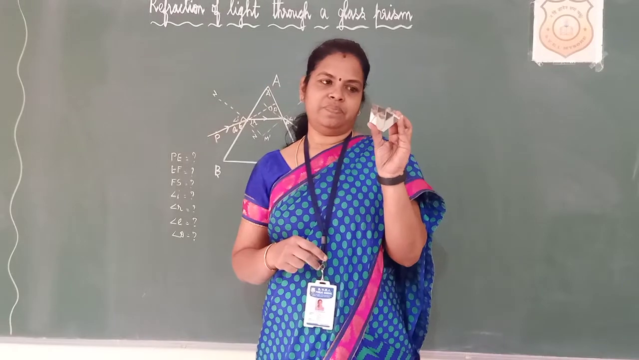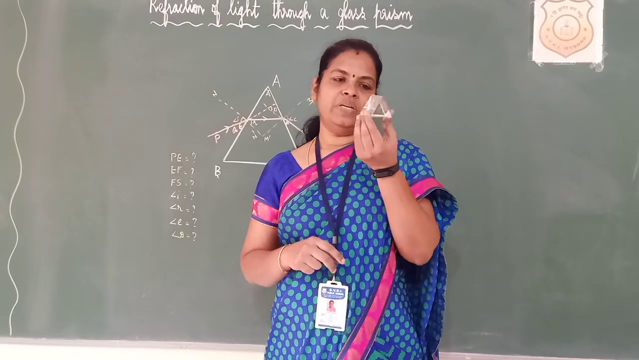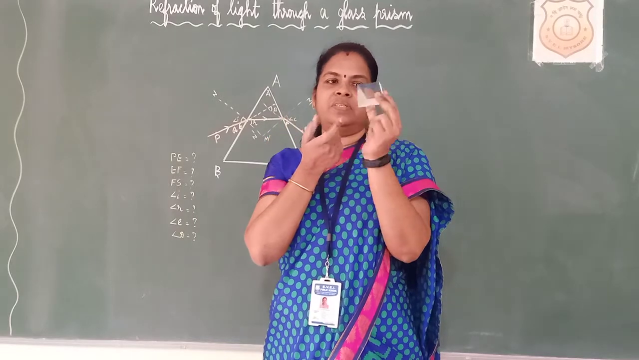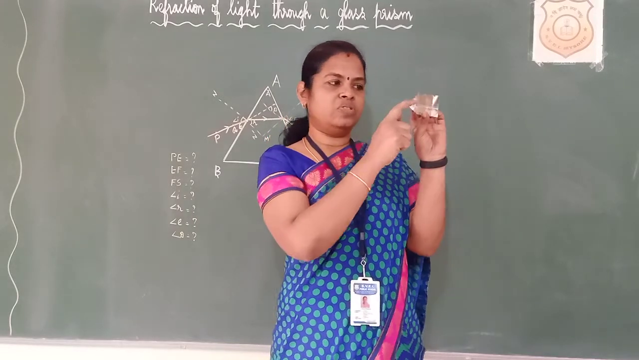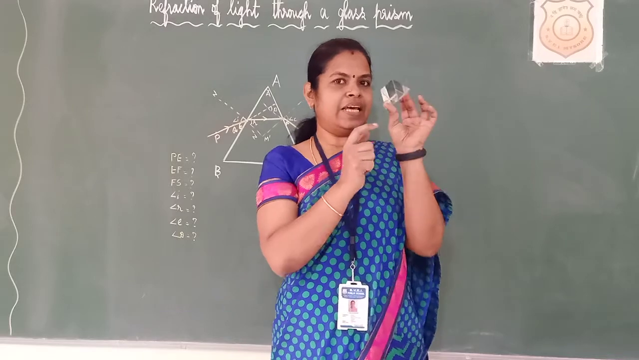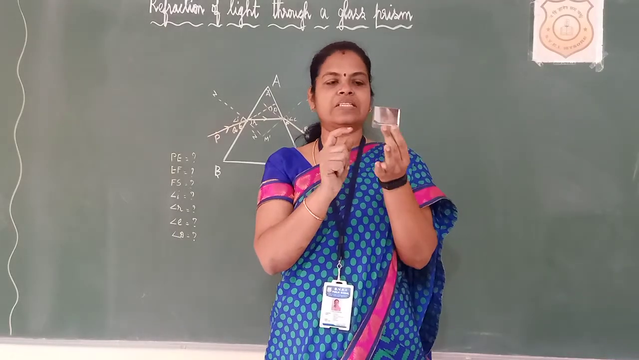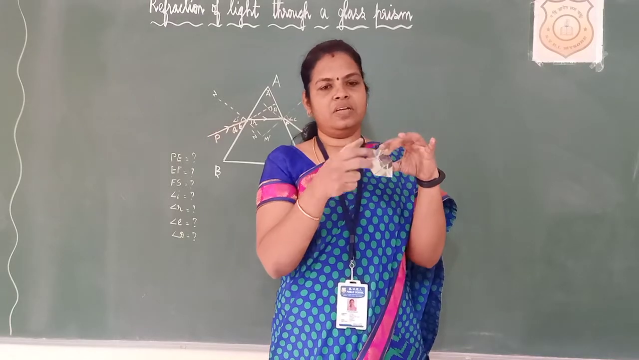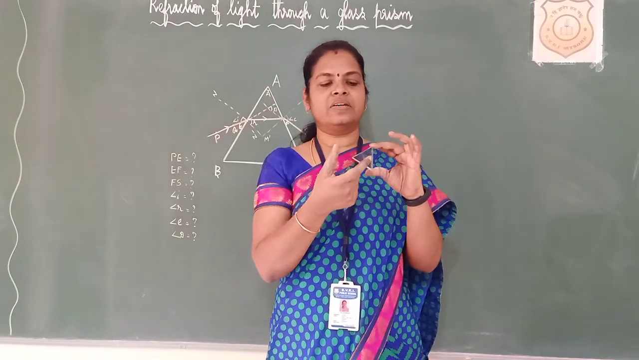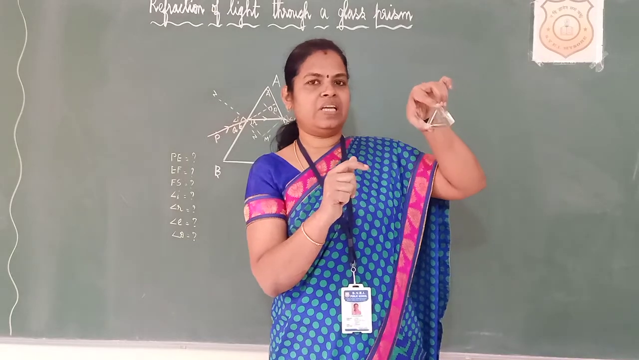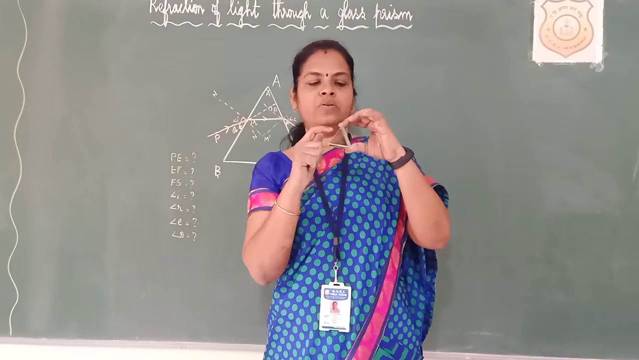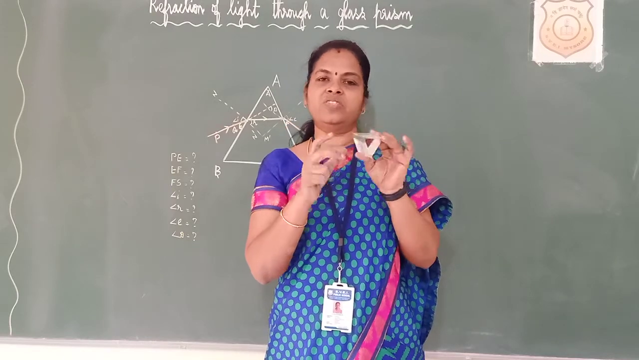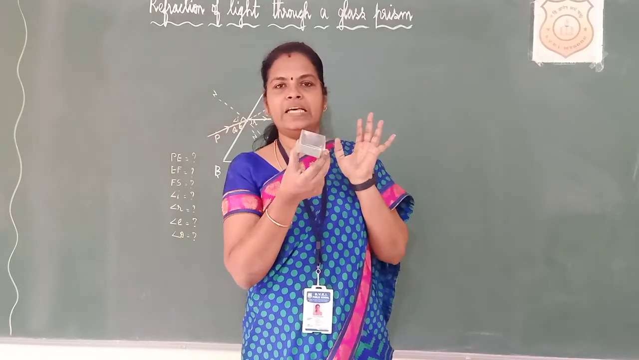This is a glass prism. See, how many sides are there? 1, 2, 3, 4, 5. So, two triangular shapes make a glass prism. Okay, it is made up of glass. Two triangles are seen and all the others are rectangles. So, how many triangles are there? 1, 2. Two triangles are there. And 1, 2, 3. Three rectangular sides are there. Okay, this is a glass prism.